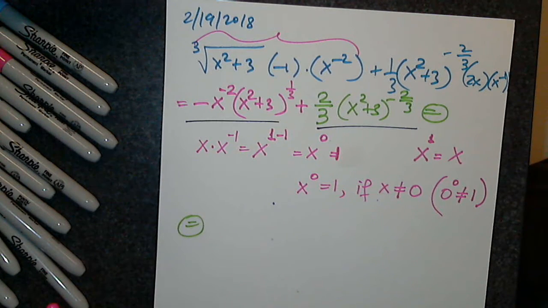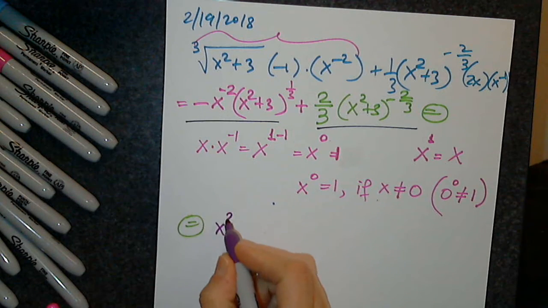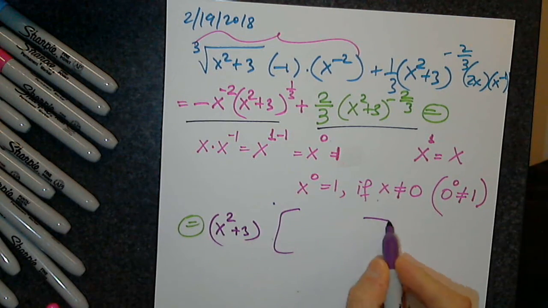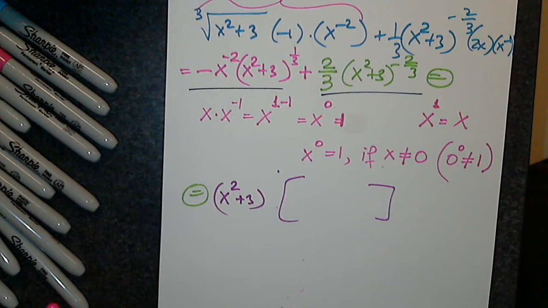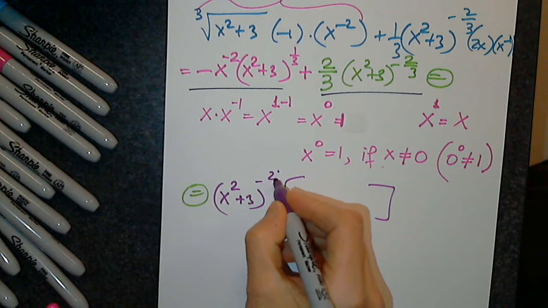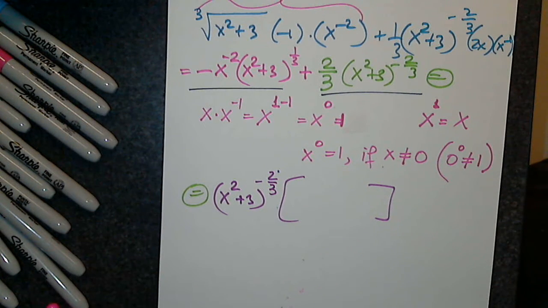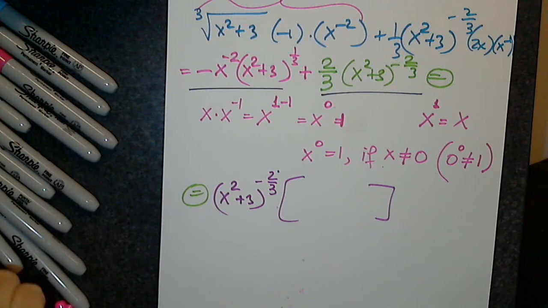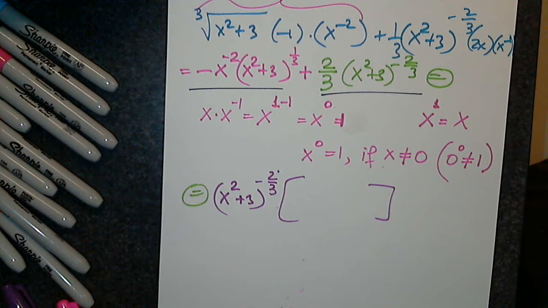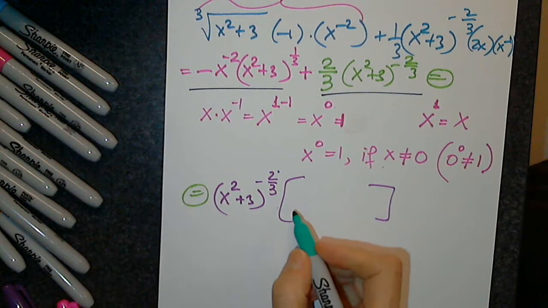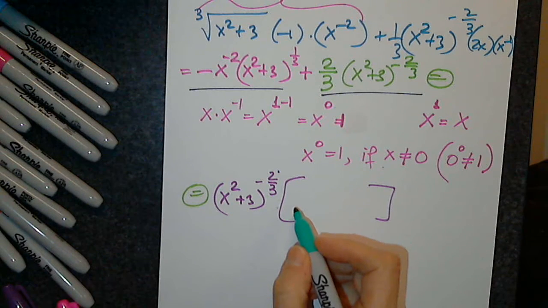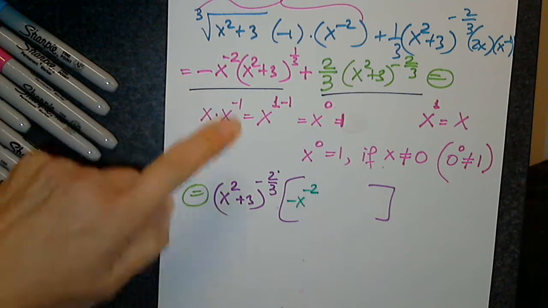Is this okay? Now I see two terms and they have a common factor. What is the common factor that I will pull out? X squared plus 3. And now let's decide upon its power. What will be the power of x squared plus 3? The smallest one, so negative 2 over 3. Correct. See how it clicks after you spend some time on it? Okay, so what is left in parentheses? X to negative 2. Correct. What else?